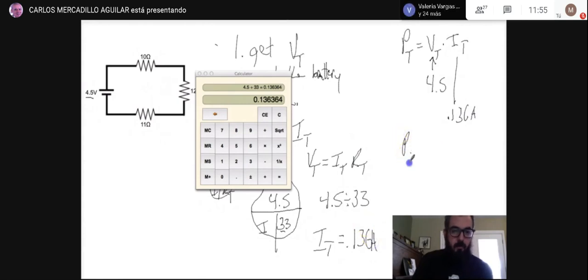We can do power total equals 4.5 times 0.136. Not a super complicated idea, right? And again, power is always going to be in watts or W.